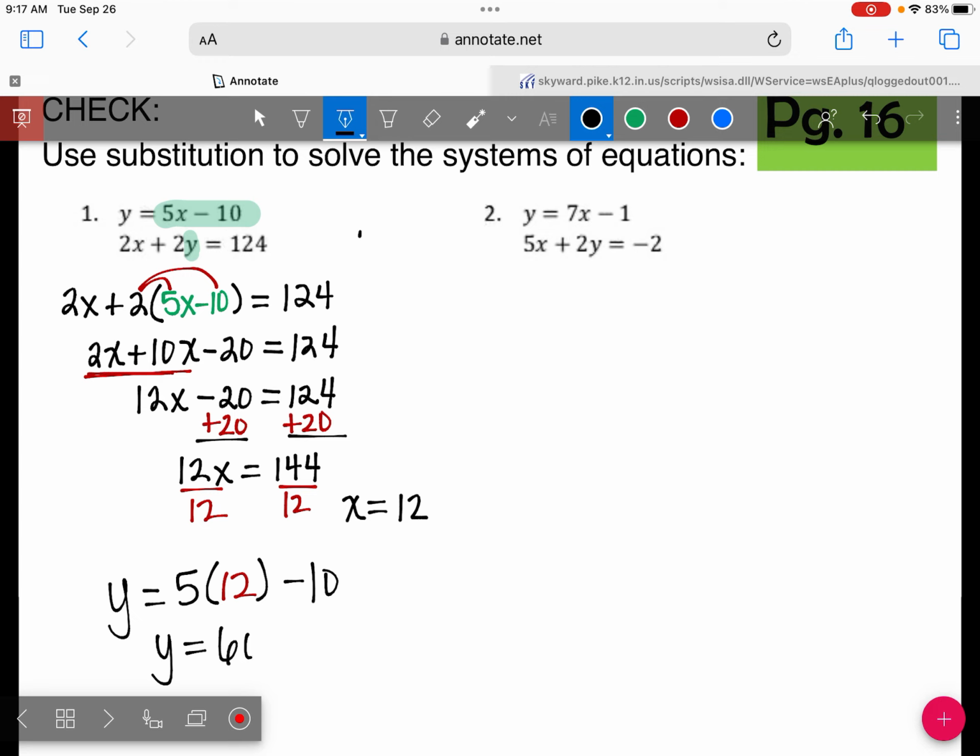And that should be 6. Nope, it should be 50. Make sure though. Make sure it's 50. So you would write your solution as 12, 50.